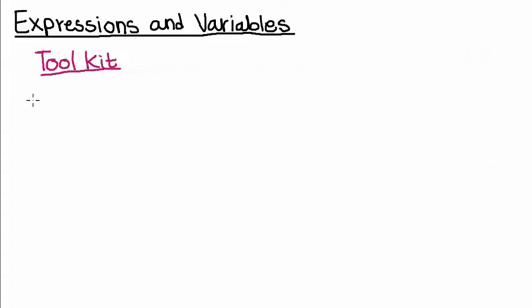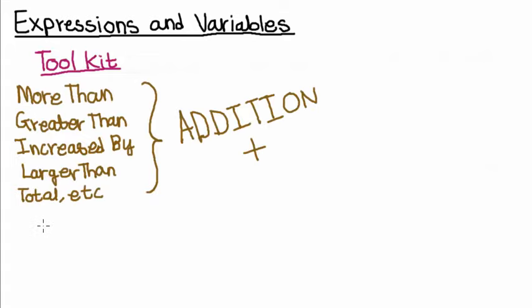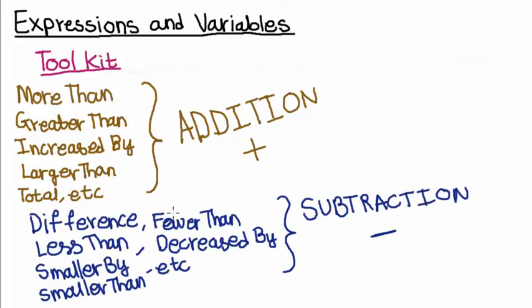So anytime you hear the words more than, greater than, increased by, larger than, or total, or something to that extent, think about the operation symbol of addition. Similarly, if you hear the words difference, less than, smaller by, decreased by, fewer than, or any other words to that extent, think about the subtraction symbol operator. On the next page, I will go over the few words that represent the multiplication operator and a few words that represent the division operator.